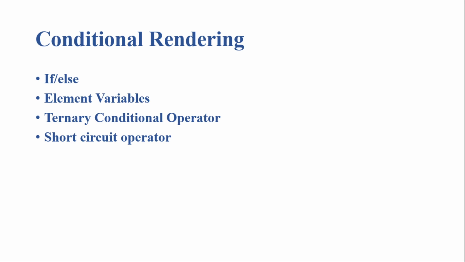First approach is the simple approach of if or else. Second is with the use of element variables. Third is using the ternary conditional operator, and the last one is the short circuit operator. So in this video tutorial we are going to see all these approaches of conditional rendering one by one.